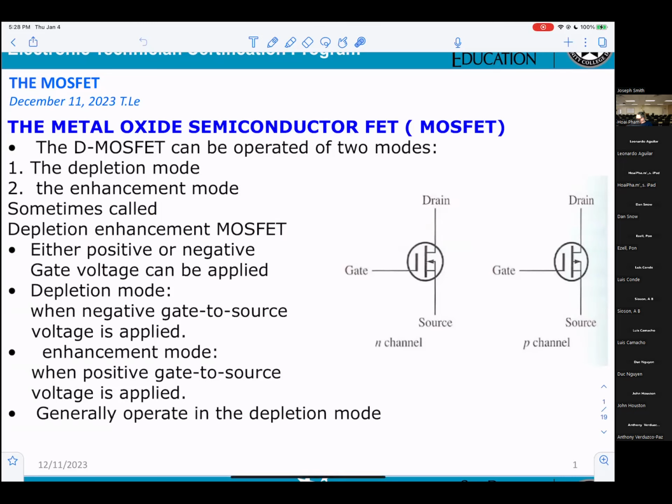For the depletion mode, when a negative gate to source voltage is applied, that will be depletion mode. That means it works like the FET. Enhancement mode is when a positive gate to source voltage is applied. Generally it operates in the depletion mode. So that means the same thing, they work with the same effect.